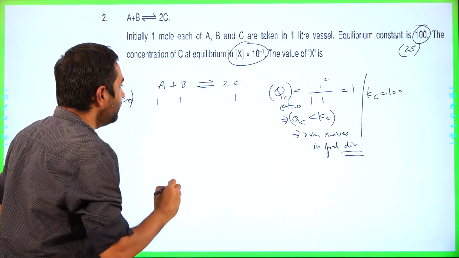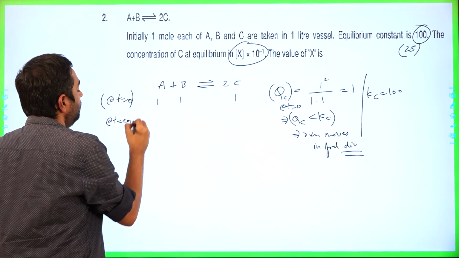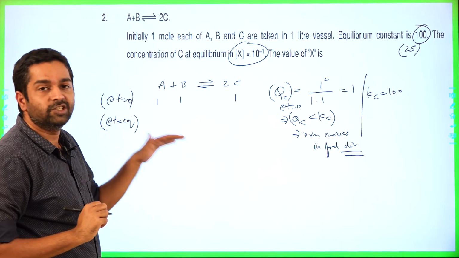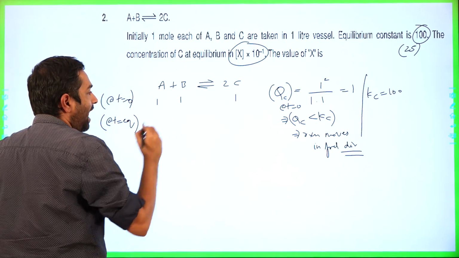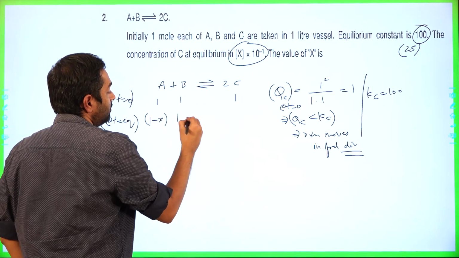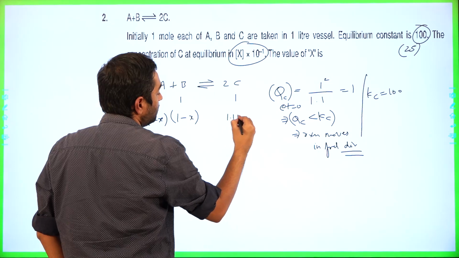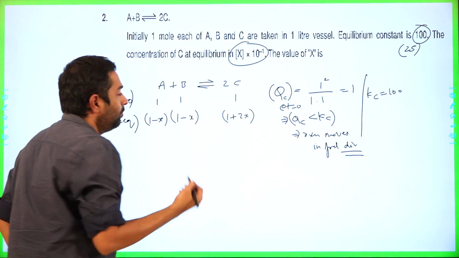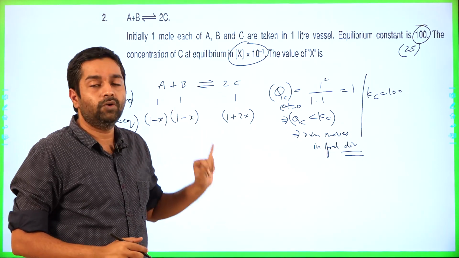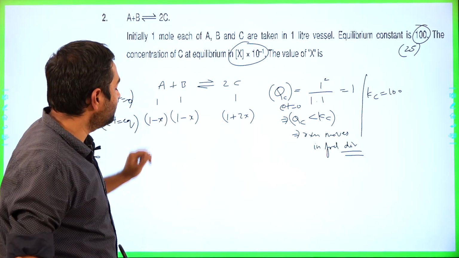So if the reaction is moving in that direction, what can I say here? At equilibrium, how is the situation going to change? At the equilibrium condition, I will have this as 1 minus x, this as 1 minus x, and this will work out as 1 plus 2x, because for every x amount of A and B consumed, 2x amount of C is actually produced in the reaction.